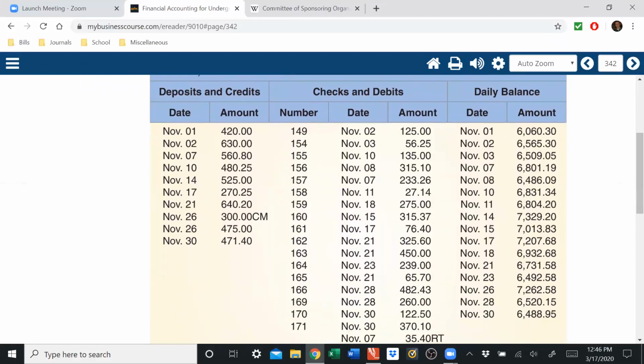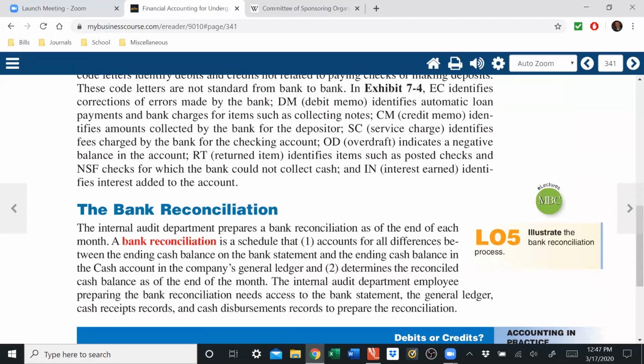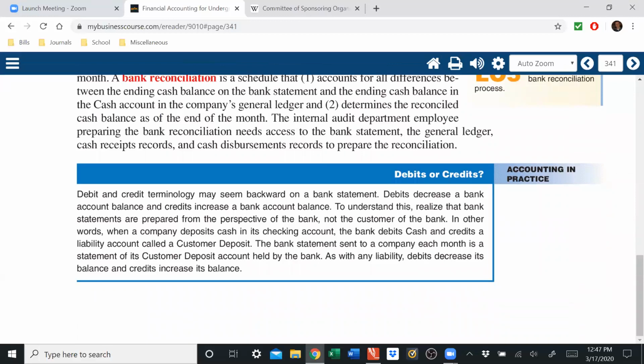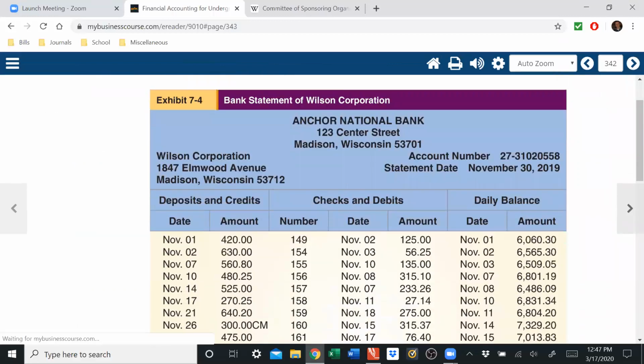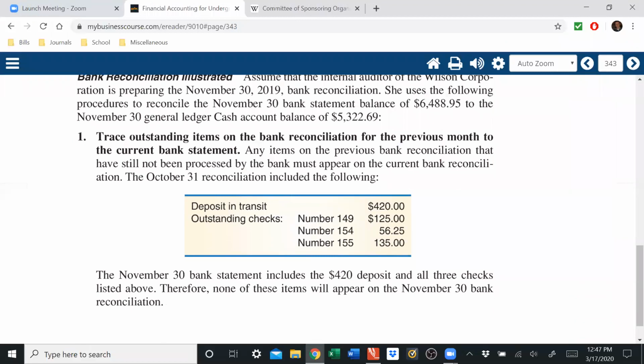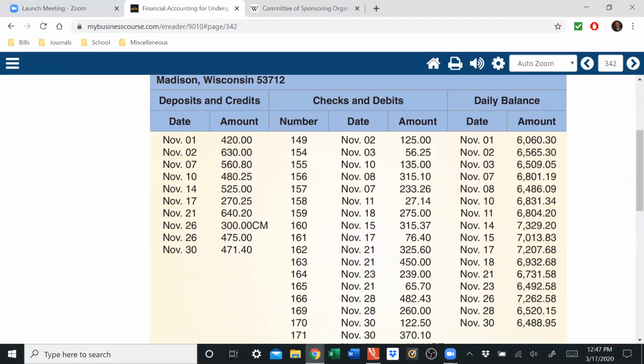Check number 154, 155, and what was the other one? So I see 154, 155. Oh, and 149. Oh, these are checks we've written, sorry. Yeah, 149 is right there, 154 and 155. Those 3 checks cleared our bank. So those aren't outstanding checks as of the end of November. They were outstanding as of the end of October.